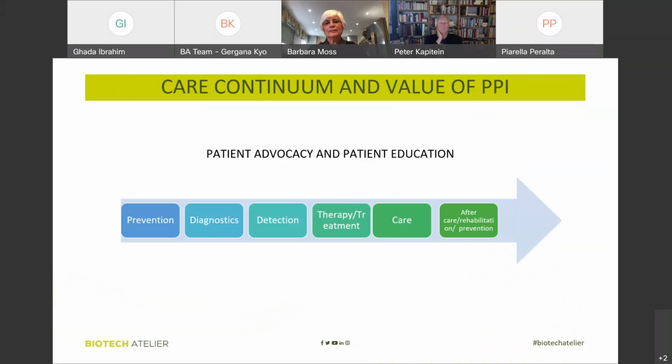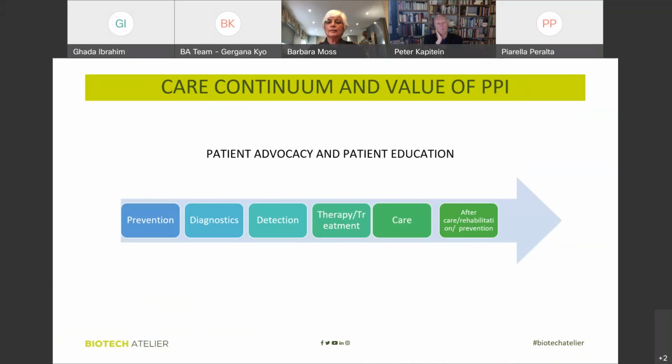Where do we see the largest impact of patient-public involvement in the care continuum? Everywhere. We know it's valuable. We know that it's valuable in prevention, for example, in identifying unmet needs, medical needs. We know it's important in diagnostics, for detection, therapy, treatment, we have a say, of course, care, we are directly implicated.